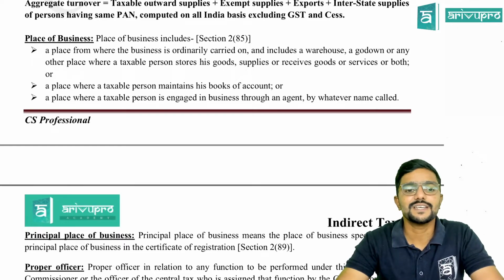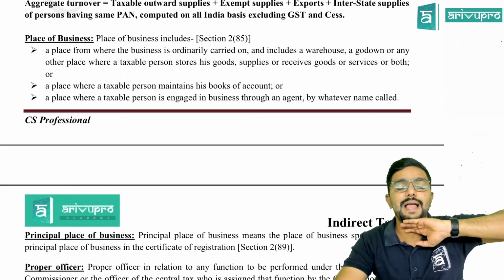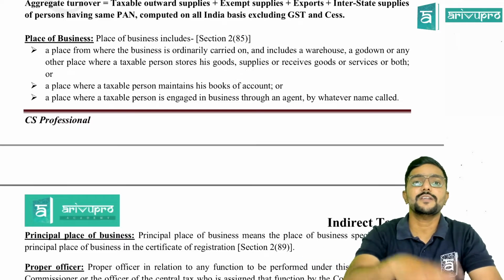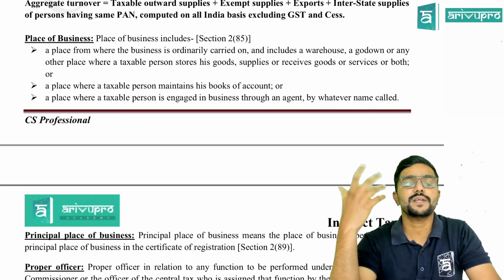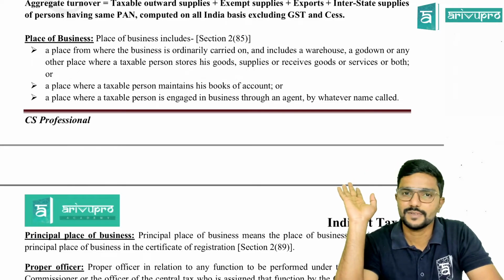Okay, sir. Next, a place where a taxable person maintains his books of accounts. So the accounts office is there in Koramangala, in Bangalore. Is it also a place of business? Yes. Sir, I am not manufacturing anything there. I am not supplying any goods from that office. Still, that will be treated as your place of business.